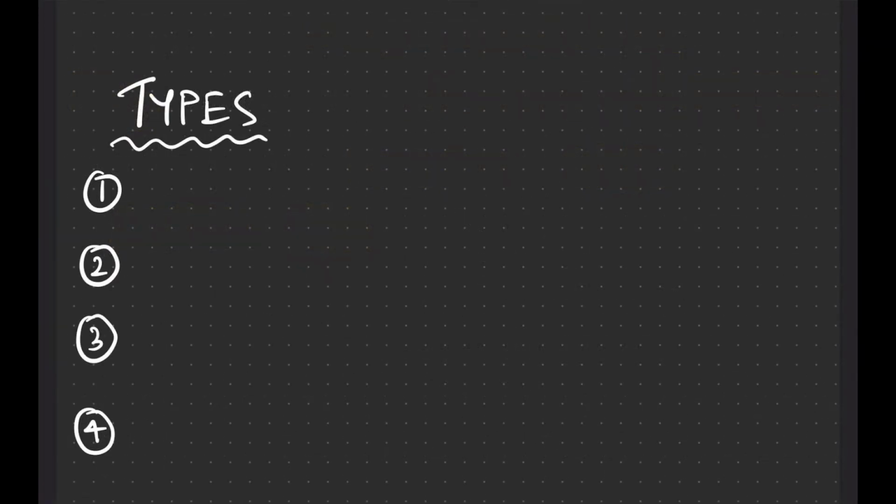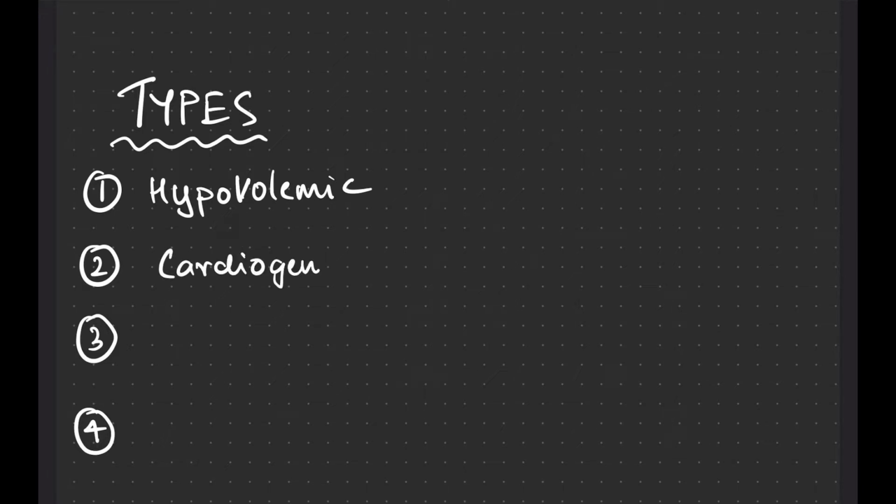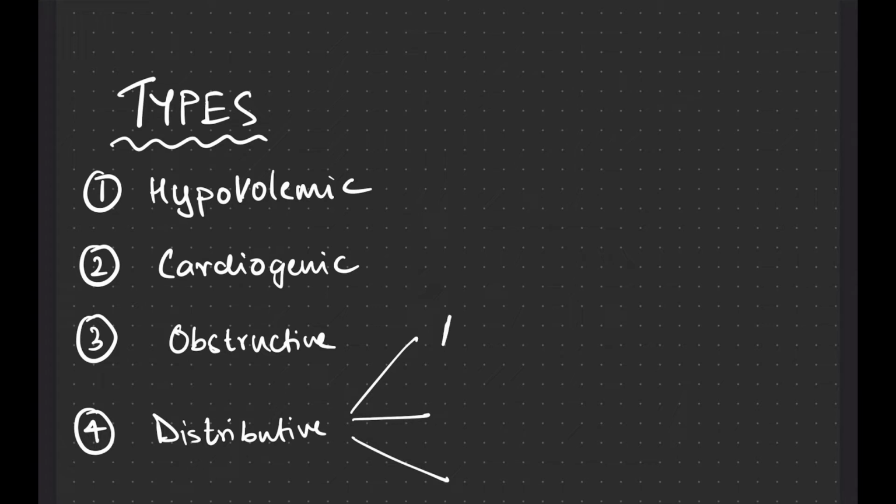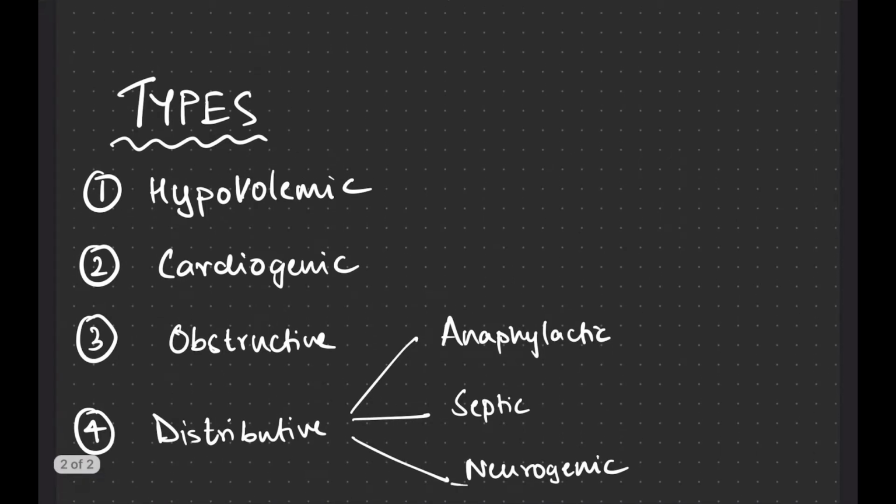So what are the types of circulatory shock? Number 1 is hypovolumic. We'll go into detail of each type. Then we have cardiogenic, obstructive, and lastly distributive. Distributive shock is a very broad category. It has again 3 further subtypes: anaphylactic, septic, and neurogenic. Some scientists take neurogenic as a separate category, but over here we'll consider it under distributive type of shock.